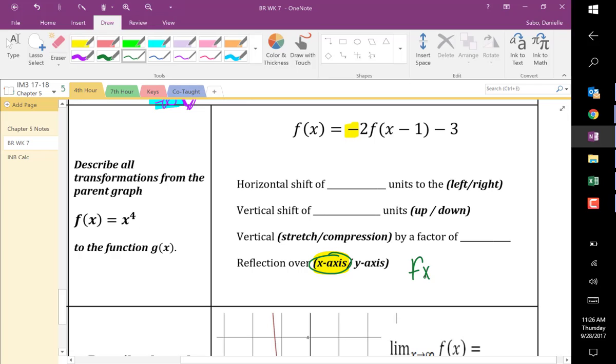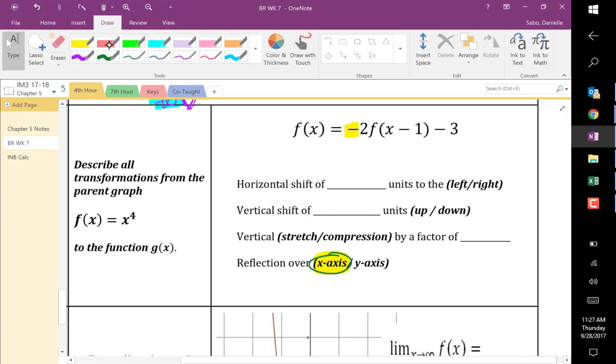If it did this, negative x minus 1. Does that make sense? So this part right here in green, that would mean y, if there was a negative next to the x. If there's a negative next to the equal sign, that's when it's going to be reflecting over the x-axis. Okay? Awesome. That was new to you yesterday. It's the only part that was new, so that's really good that you asked that question.